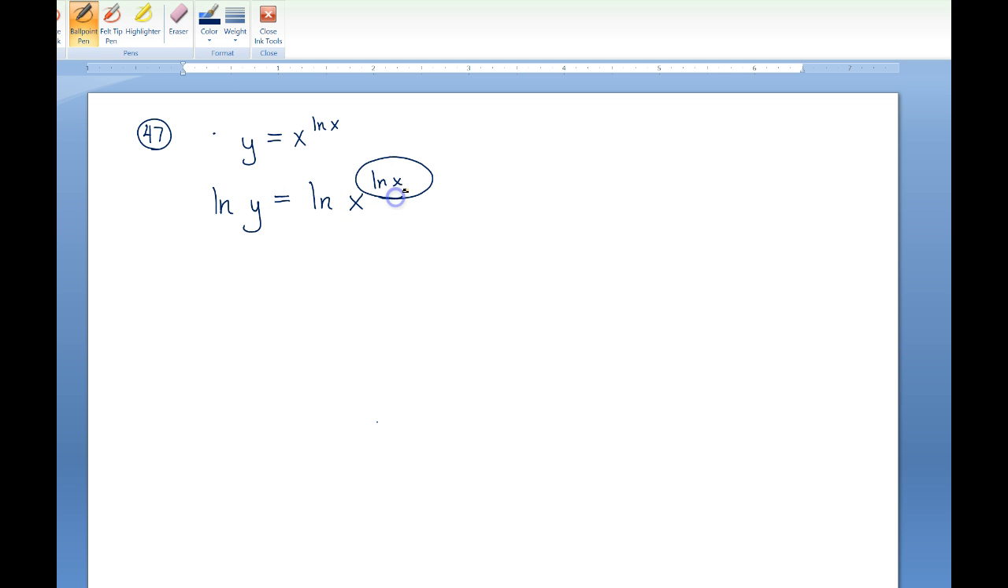And the reason we do that is so you can pull down the power. So ln of y equals ln of x times ln x. Here's where I got stuck. Now we're going to do d/dx.